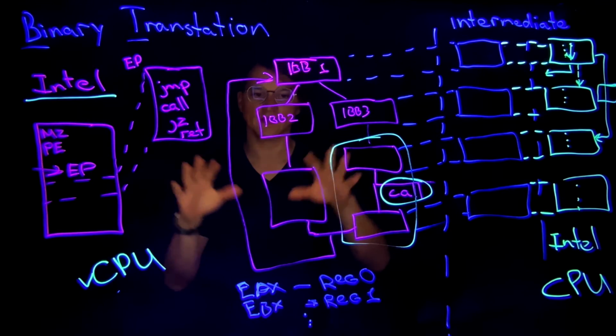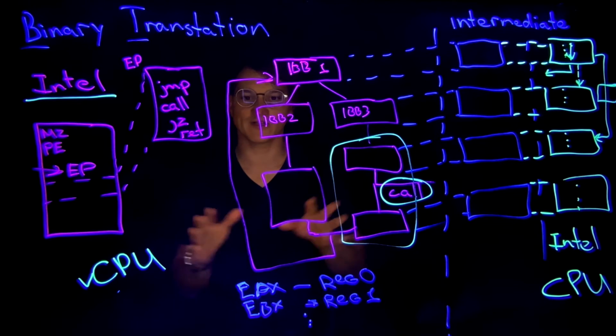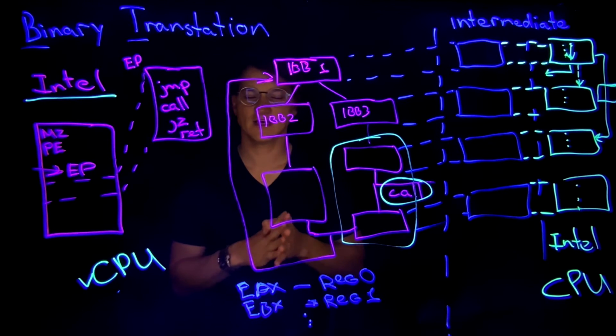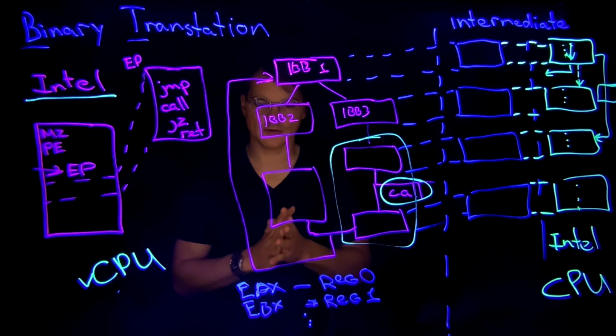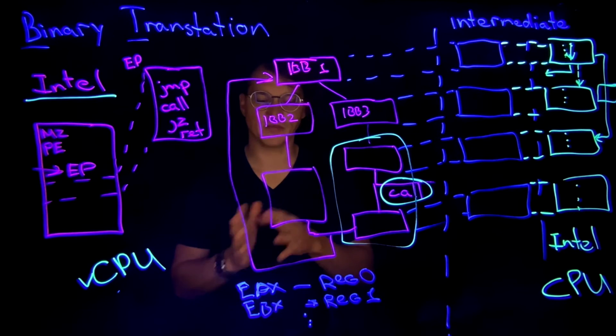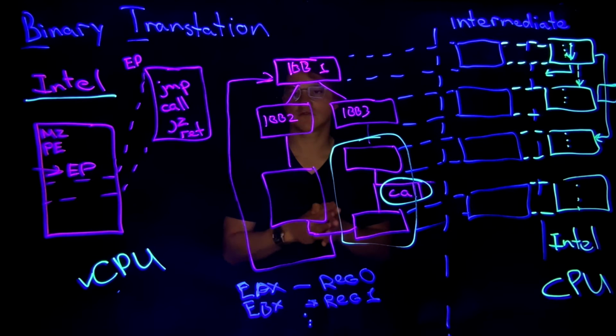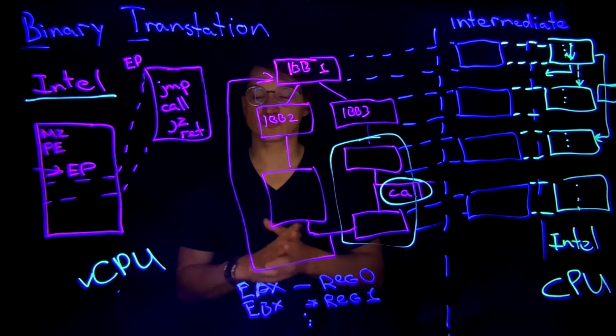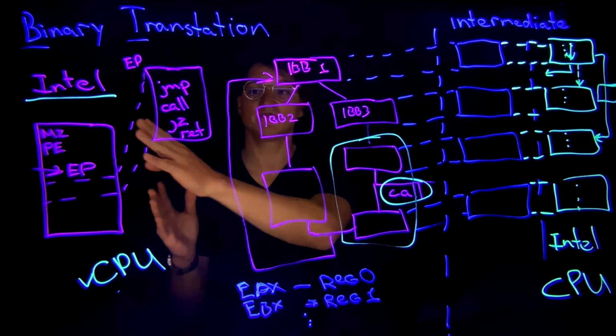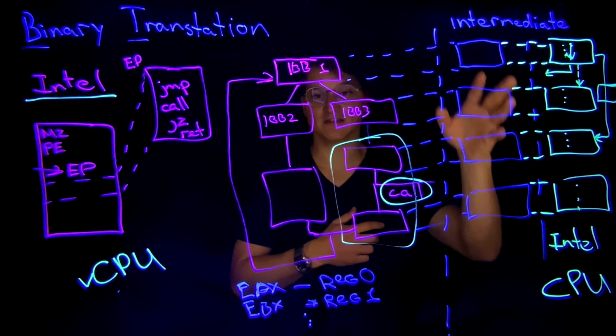But I don't want to go too deep into details. If you want to learn more about binary translation, there is an amazing project called QEMU, and specifically a part of QEMU called TCG, which stands for Tiny Code Generator engine, and it's open source, and that's actually responsible for translation to intermediate representation and the code generation.